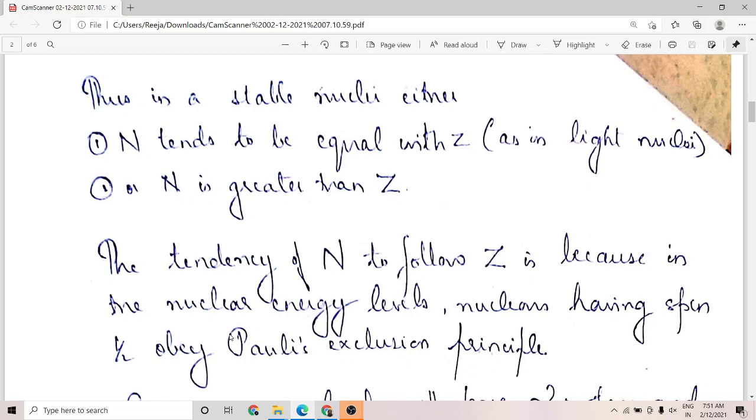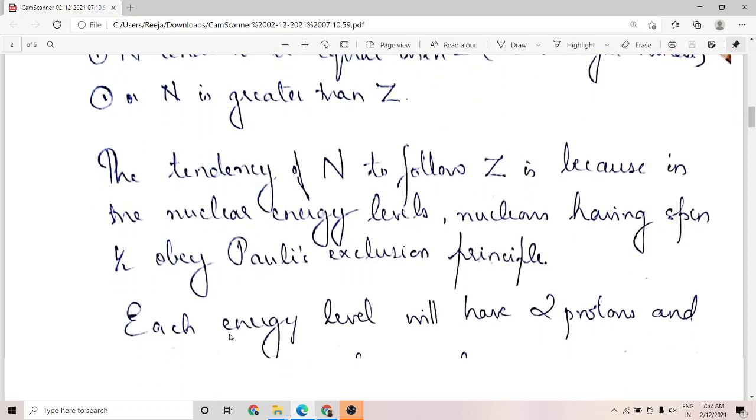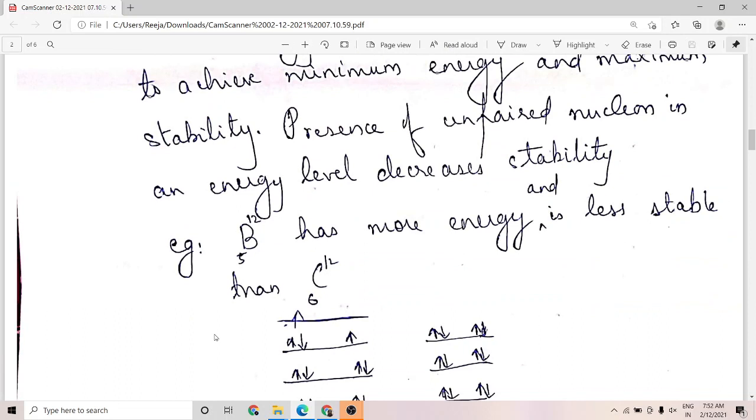That is, we are going to discuss how the protons and neutrons are arranged in the nuclear energy levels and what is the reason for their stability or instability. So, protons and neutrons are fermions having spin half, and they obey Pauli's exclusion principle. Now, each nuclear energy level will have two protons and two neutrons.